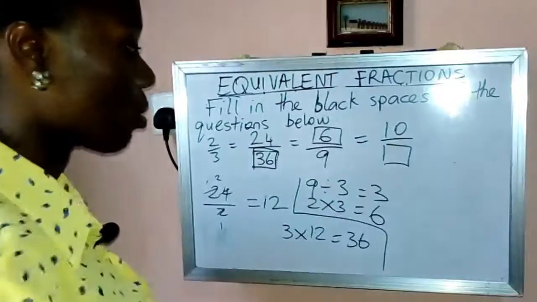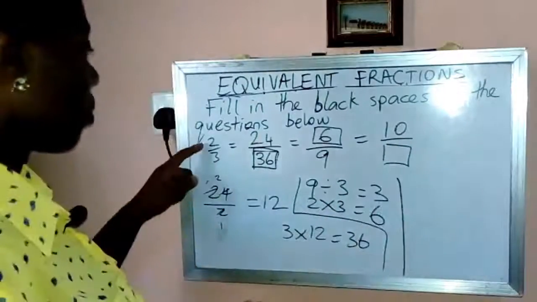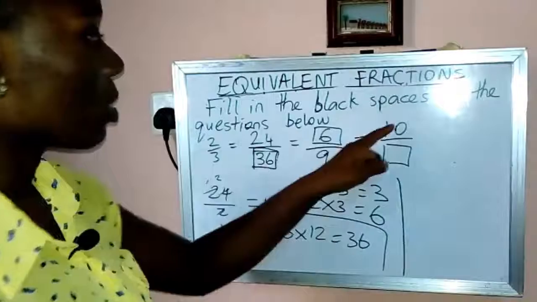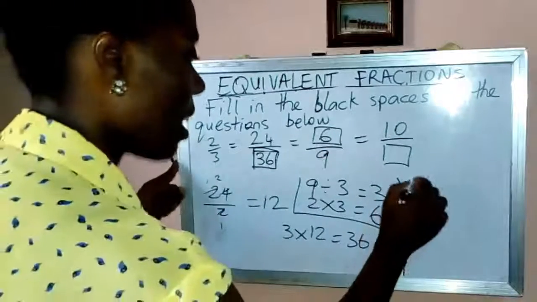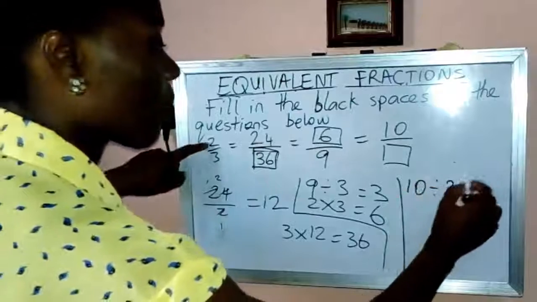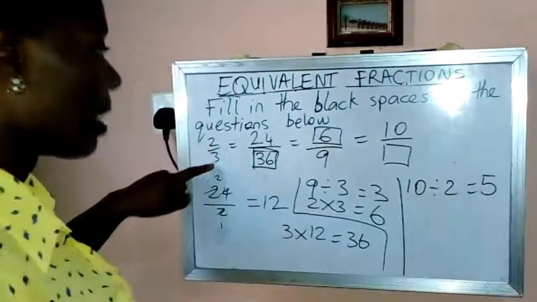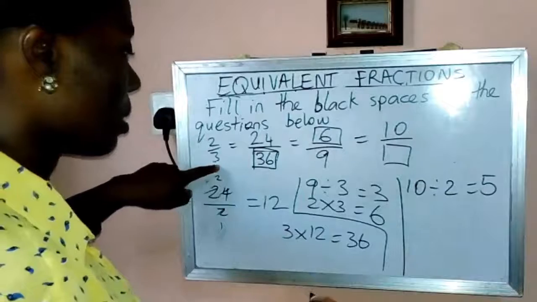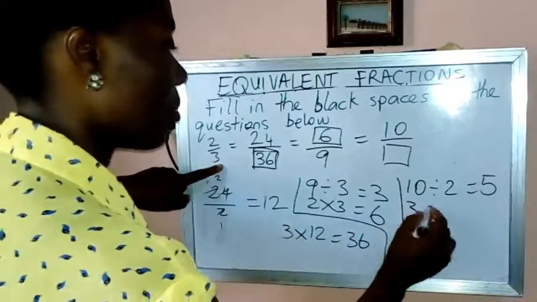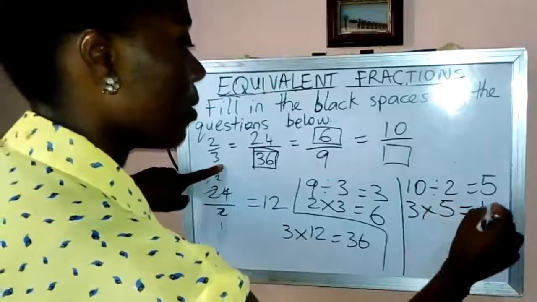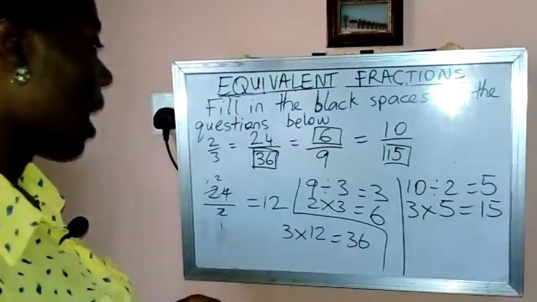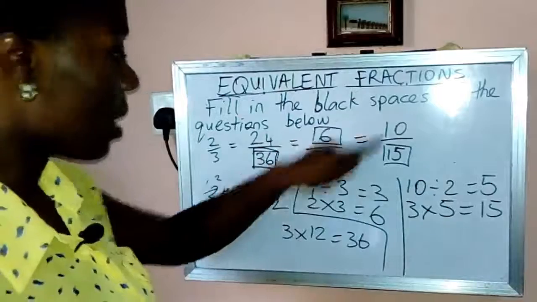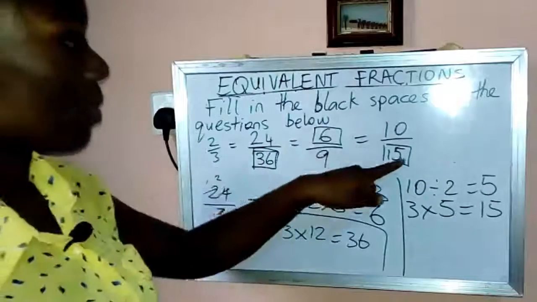Do the same also for this last one. What can give me 10 when I multiply it by 2? Alright, I can also say 10 divided by this 2 here gives me 5. And then I'll multiply what I got with this denominator. So 3 times 5 gives me 15. So my answer becomes 15. So check. I can say 2 times 5 gives me 10. 3 times 5 gives me 15.